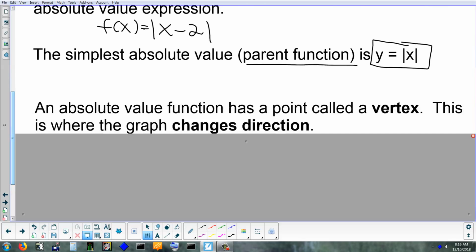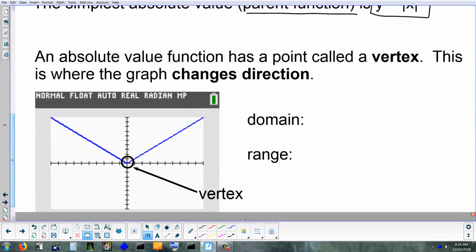So we're going to show you what an absolute value function looks like. I kind of already described it. It's a V shape. Well, there's one important point on that V shape. Actually, I think I got the picture right here. It's the point where the V shape changes direction. That point is called the vertex. So an absolute value function has a point called a vertex, and that's where it changes direction.